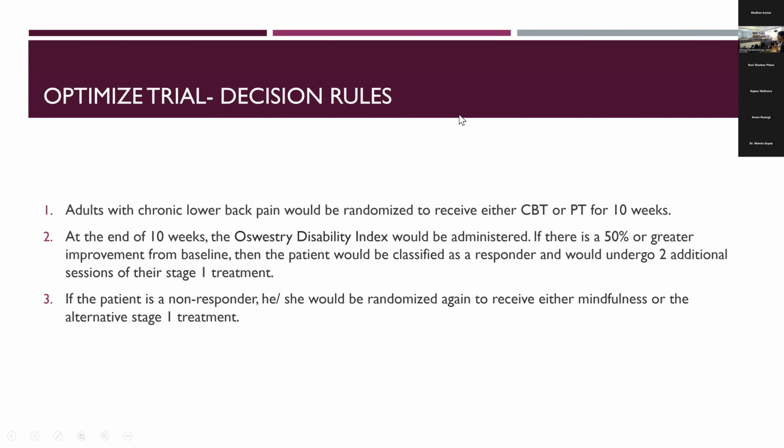Now what are our decision rules? The first decision rule is at the first decision point. Adults with chronic lower back pain will be randomized to receive either CBT or PT for 10 weeks. At the end of 10 weeks, you calculate the Oswestry Disability Index. If there is a 50% or greater improvement from baseline, you would classify the patient as a responder, and they will undergo 2 additional sessions of their first stage treatment. However, if the patient is a non-responder, they will be randomized again to receive either mindfulness or the opposite of the first therapy that they got.